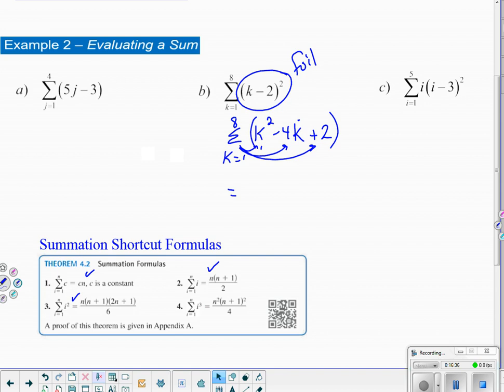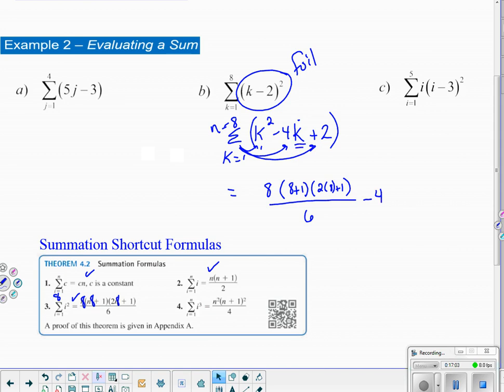And so I've got a k squared. My n in this case is 8. I've got an 8 sitting up here. So I'm going to have 8, 8, 8 going in there. That's going to give me 8, 8 plus 1, and a 2 times 8 plus 1 over 6. Subtract 4, I'll pull away.